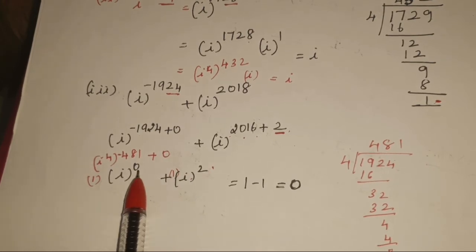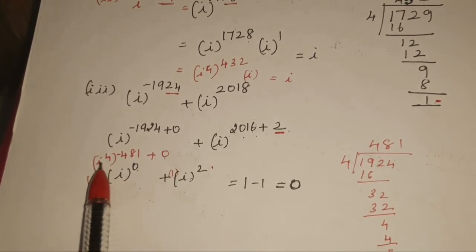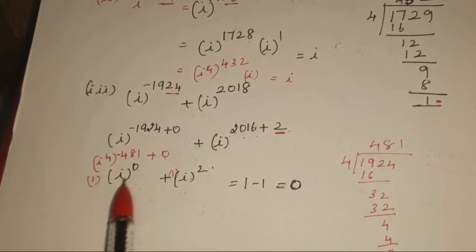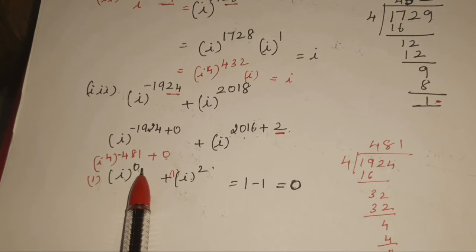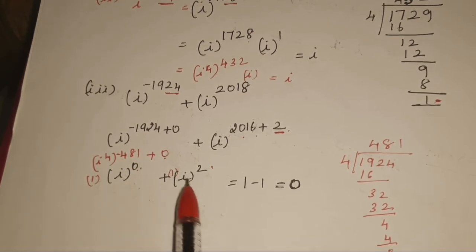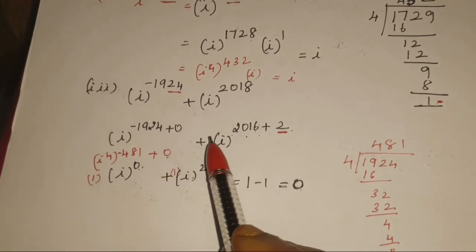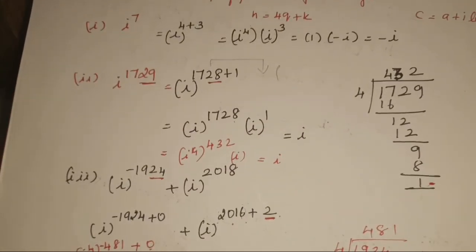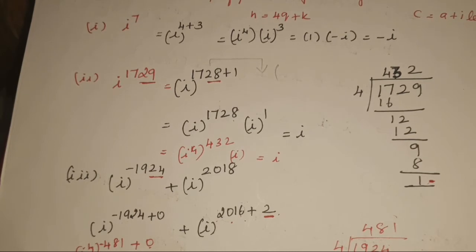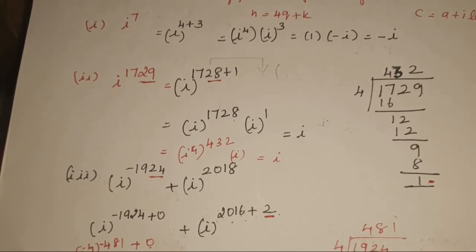Here already having i power 0, because i power 4, any multiple of 4, the value is 1. Balance is 0. i power 0 is 1. i square is minus 1. 1 minus 1 equal to 0. Listen very carefully. The remainder is very, very important. Don't worry about the quotient. If you divide it properly, the remainder is very important.